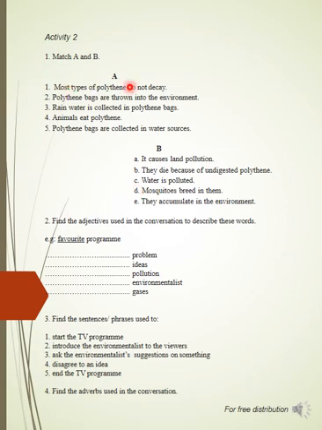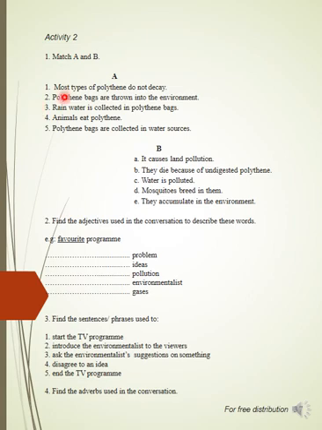Second one, polythene bags are thrown into the environment. Let's find the correct answer from the B part. It causes land pollution. That is the most appropriate answer for the second one. Third one, rainwater is collected in polythene bags. We know that there is a close relationship between rainwater and the breeding of mosquitoes. Then D, mosquitoes breed in them. Third one, we have to match with D.